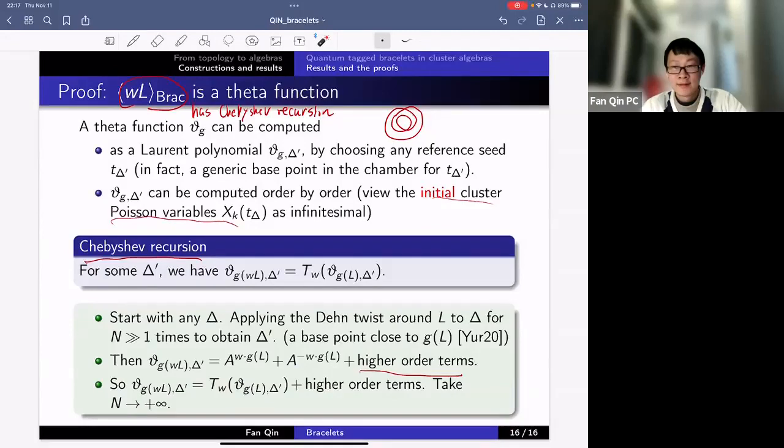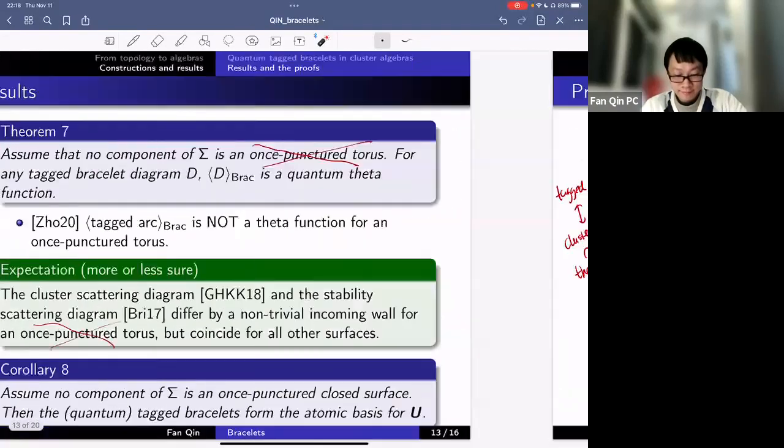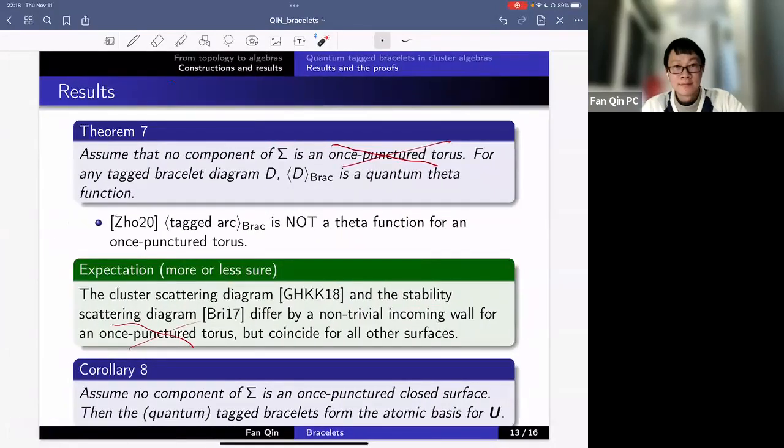This is Ralph. Could you go back to your main theorem page? Yes. So in the theorem, you exclude the once punctured torus, but in the corollary, all once punctured closed surfaces. Is it still a basis? Do you just use the atomic property, or is it also not a basis?